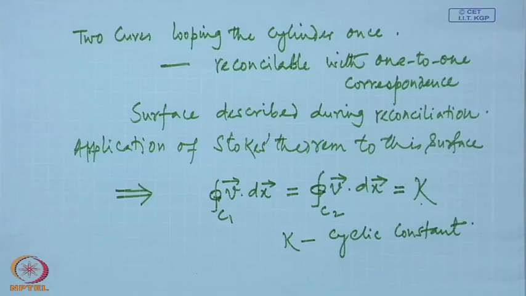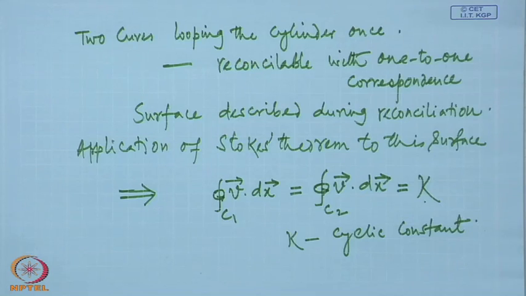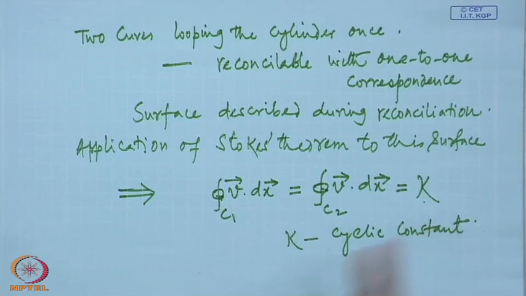In case this is 0, we will call the flow to be acyclic. If it is not, the flow is cyclic, having a cyclic constant. If we think the curve is looping the cylinder many times, then you know that after every time it loops, this integral will go on adding. So, if it loops say m times, this integral will be m times this.